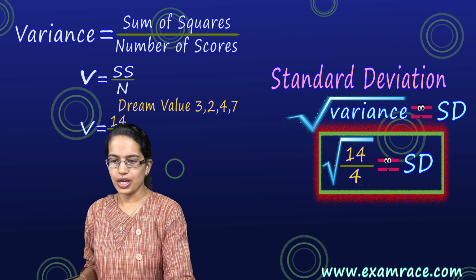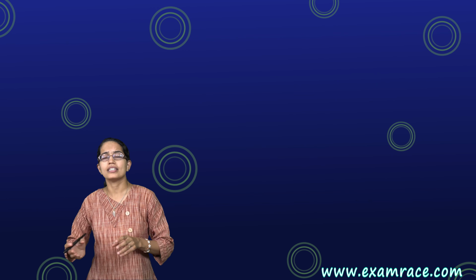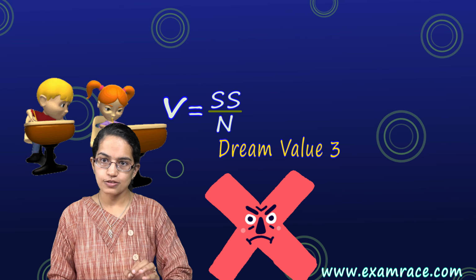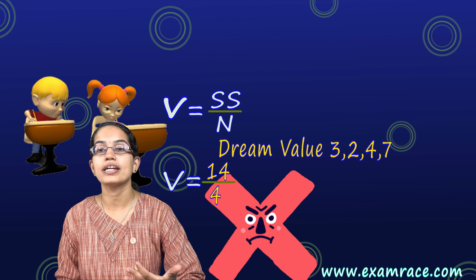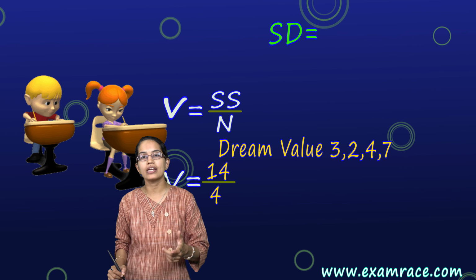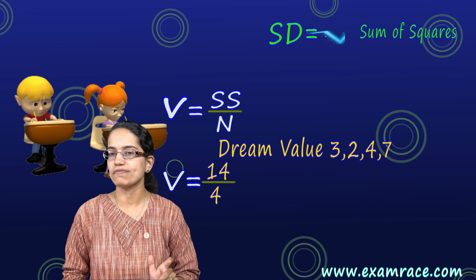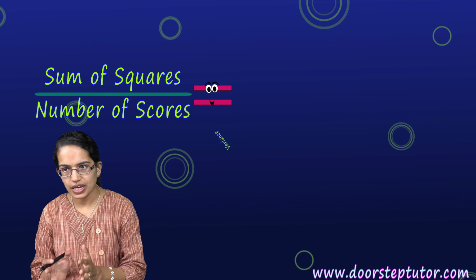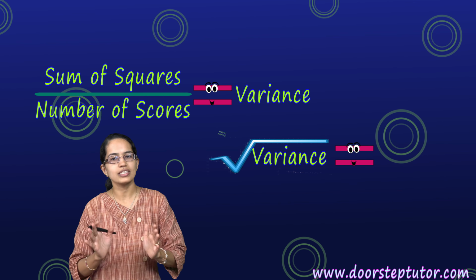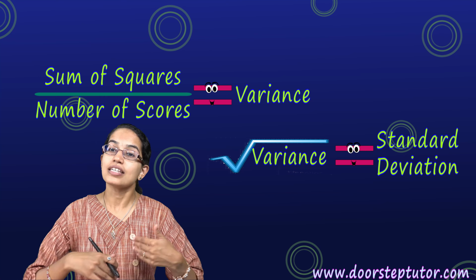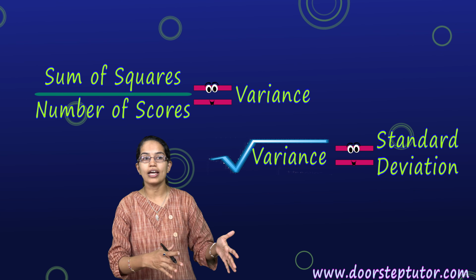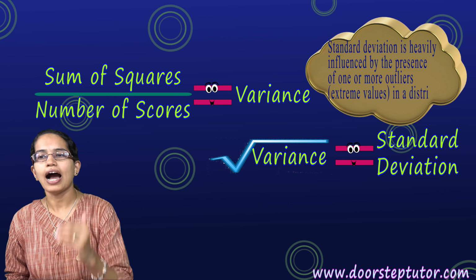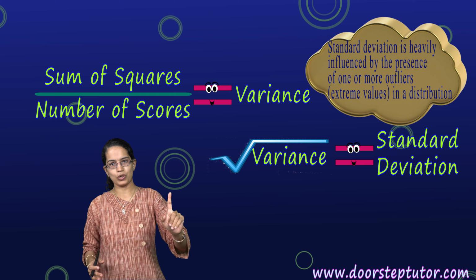As simple as that. But sometimes there is a very common mistake that students make. They do not calculate the variance first. When trying to calculate the standard deviation, they simply calculate the sum of squares and take a root of that. That's not correct. The sum of squares divided by the number of scores gives you the variance, and the square root of variance is the standard deviation. Again, since variance is highly affected by outliers, the same is the case with the standard deviation. So standard deviation would also be highly affected by outliers.